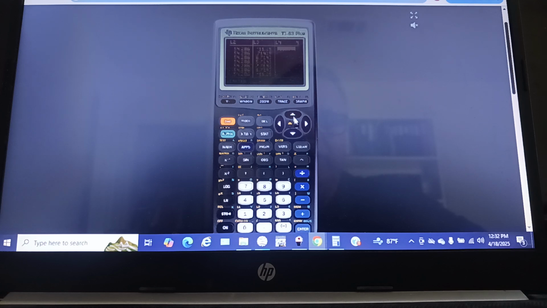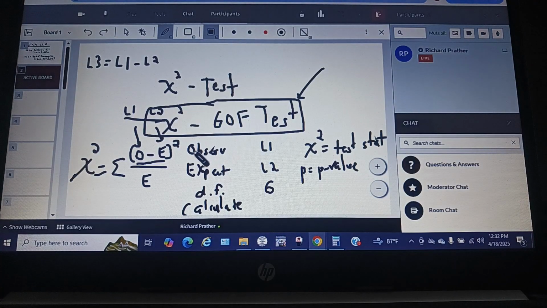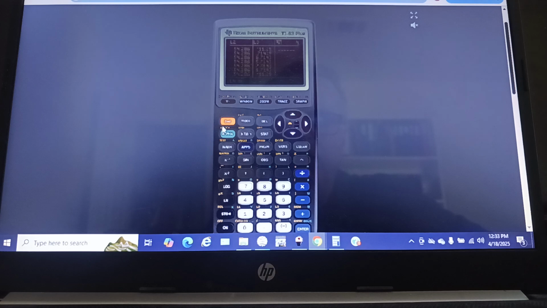Then you go to L4. The next thing in order of operations is exponents. So now I'm going to take what I just put in L3, and I'm going to square it. Go to the top of L4, enter L3 squared, press enter, and it does them all for you.